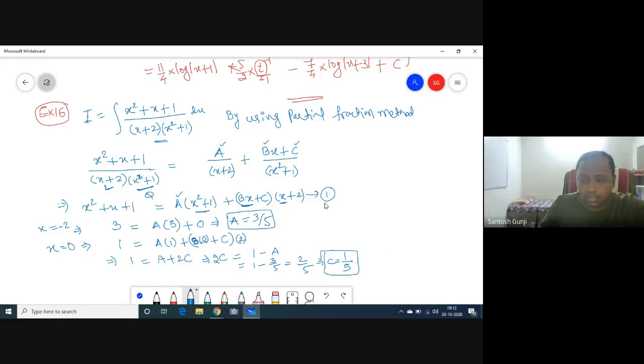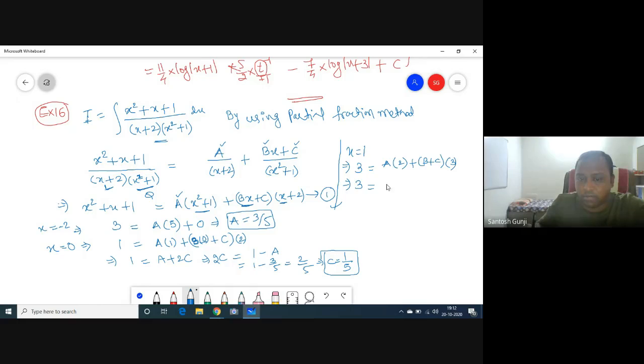Now, in a similar manner, I can substitute x equal to any number. 1 is the simplest way to substitute. So let x is equal to 1. Substitute in equation 1. So the left portion becomes 3 is equal to a into 2, then b plus c into 3. This is the equation. Now substitute the known values first.